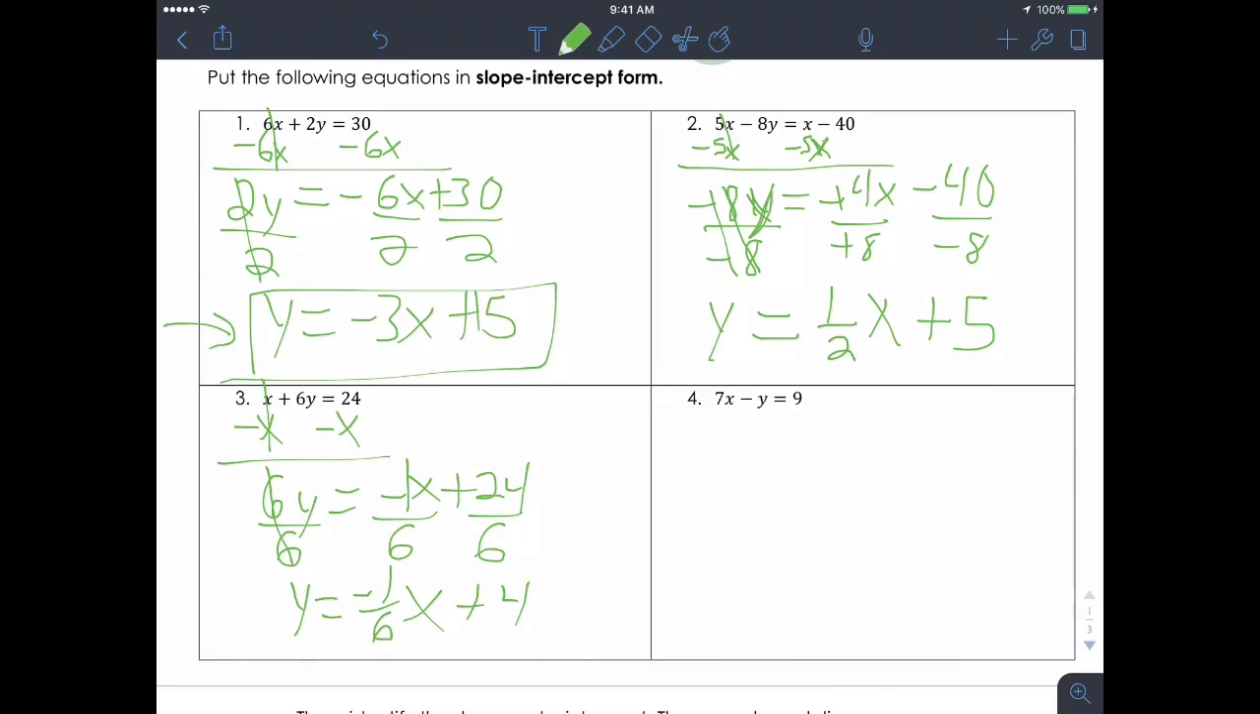And then for this one over here, what you have to do is subtract 7x to both sides. That's going to get me negative y equals negative 7x plus 9. So what we now have to do is divide everything by a negative 1 so that we can get y to be just a regular y instead of a negative y. That'll cancel these, leaving you with y equals, over here a negative divided by a negative is positive, so it's 7x. Over here a positive divided by a negative is going to get you a negative 9.